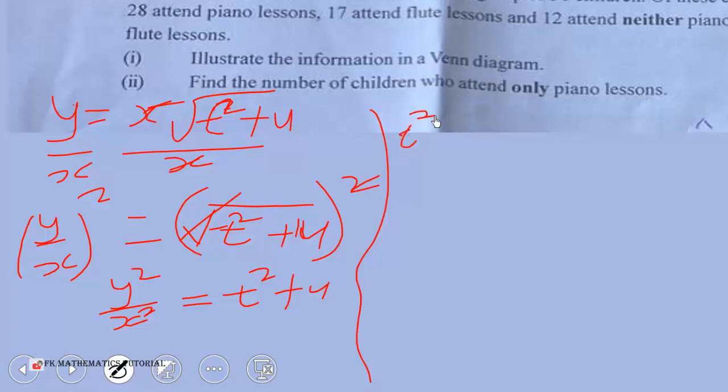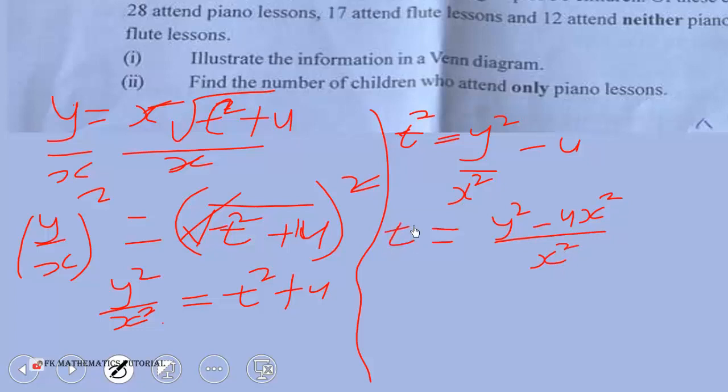So t squared will be equal to y squared. I'm just swapping it. I'm not changing it. I'm sending the u to this side to become negative. So y squared over x squared minus u. So if that is the case, we can collect LCM on the right hand side to get y squared minus u x squared over x squared. So t squared is equal to that.